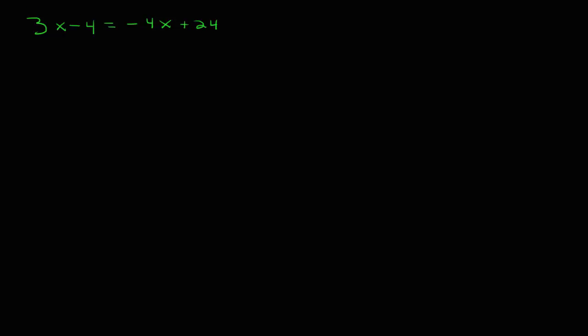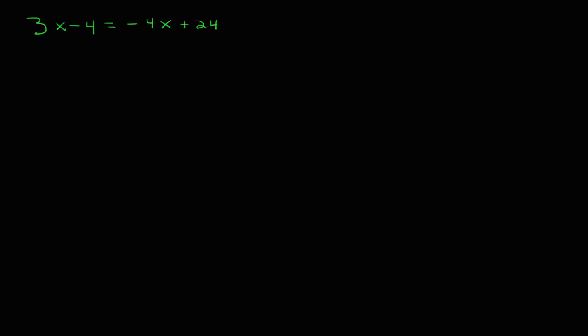This is the first time we have seen variables on both sides of our equation. We have the 3x over here on the left side of the equation, and we have the negative 4x over here on the right side of the equation. That's a bit of a problem that we need to deal with. We need to get one of our variables to the other side of the equation, or we need to get rid of one of the variables on one side of our equation.